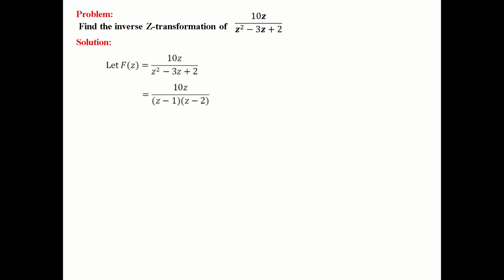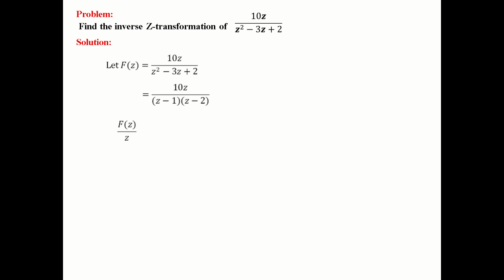Next problem, find the inverse z transformation of 10z by z square minus 3z plus 2. Let f of z be equal to 10z by z square minus 3z plus 2. Factorizing the denominator: because minus 1 minus 2 is minus 3, and 1 into 2, minus 1 into minus 2, you will get plus 2. So z minus 1 into z minus 2.